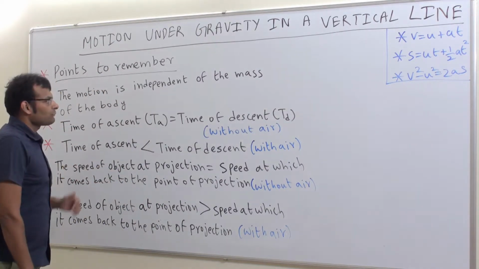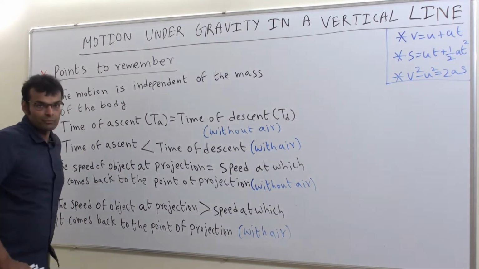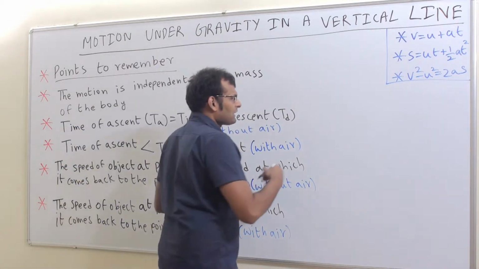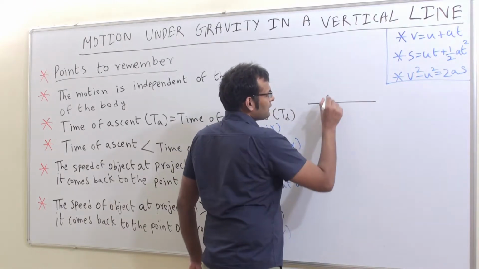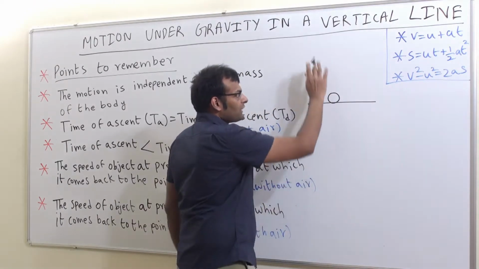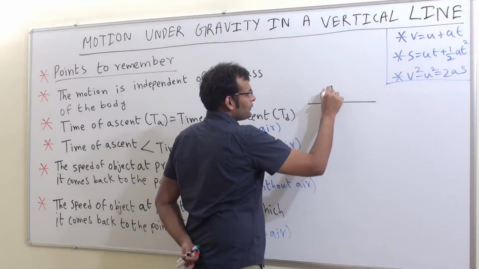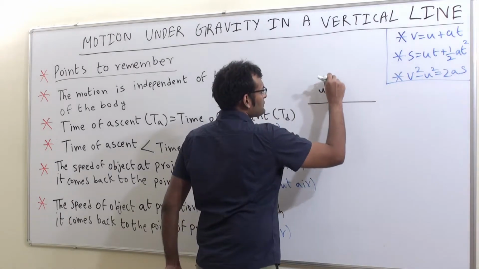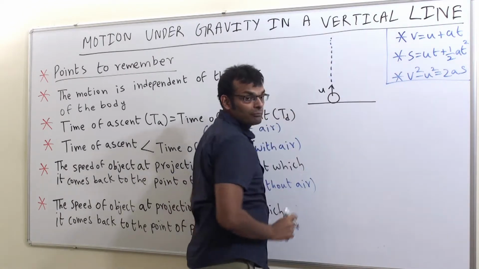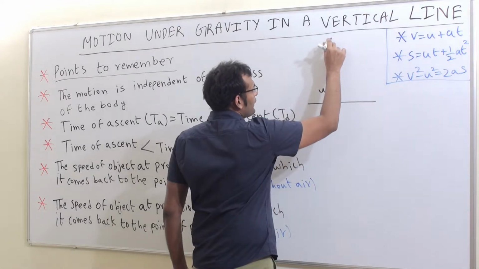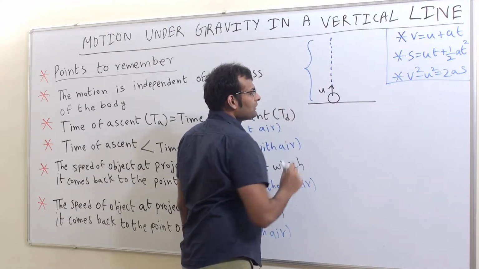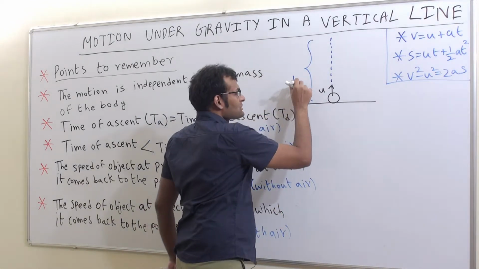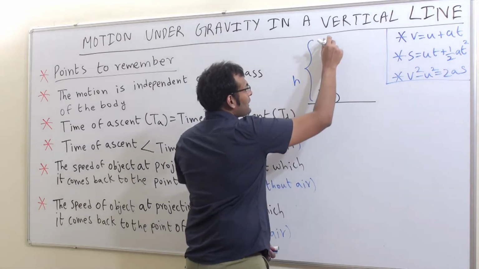So the first point says the motion is independent of the mass of the body. What is that exactly? I'll explain this with the help of a practical case where I have a ground. I'm taking a ball here. This ball is thrown upwards with a velocity u. It travels upwards and reaches a final point, a topmost point. Let's take the height traveled, or the displacement of the ball from the ground position to the topmost position, as h.